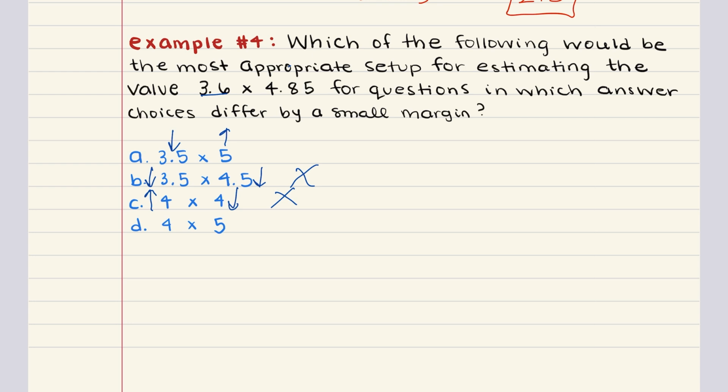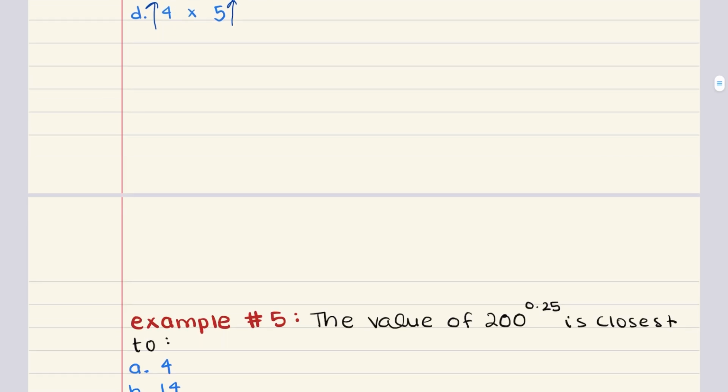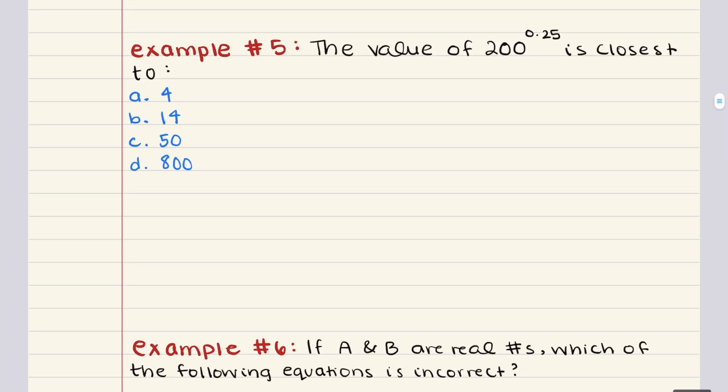Finally, in answer choice D, we're rounding 3.6 up to 4, and then we're rounding 4.85 up to 5. So here we're rounding both numbers in the same direction. For multiplication, we really want to avoid this. So our best answer here is going to be answer choice A. Let's move on to problem 5.